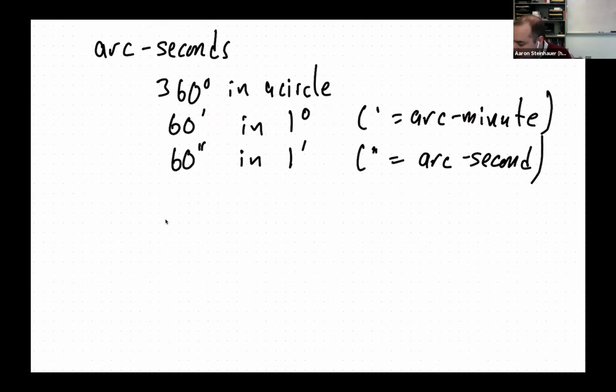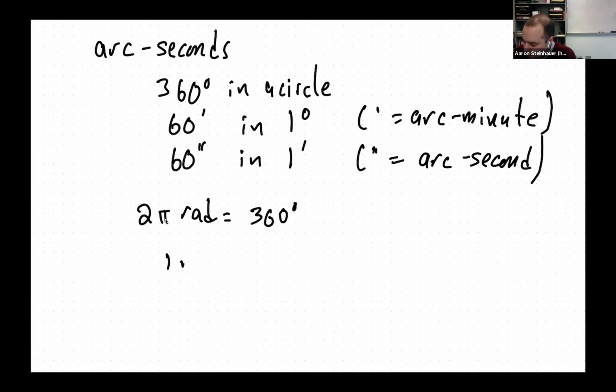So how many arc seconds are there in a radian? This is actually a number that every astronomer knows. I'm not asking you to memorize this number, but you'll end up knowing it by the time it's all over. We know that there are 2 pi radians in a circle and 360 degrees in a circle.